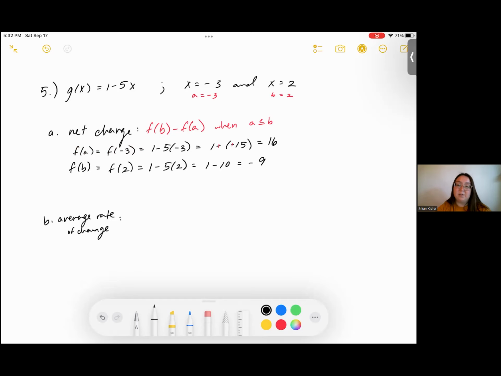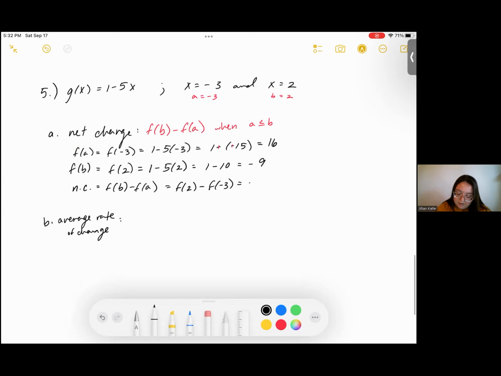So we now know the values of f of a and f of b, so we can plug this into our formula for net change. So we said net change was equal to f of b minus f of a, which for us is going to be f of 2 minus f of negative 3. F of 2 we said was negative 9, and f of negative 3 was 16. So we have negative 9 minus 16, which simplifies to negative 25. So our net change is equal to negative 25.